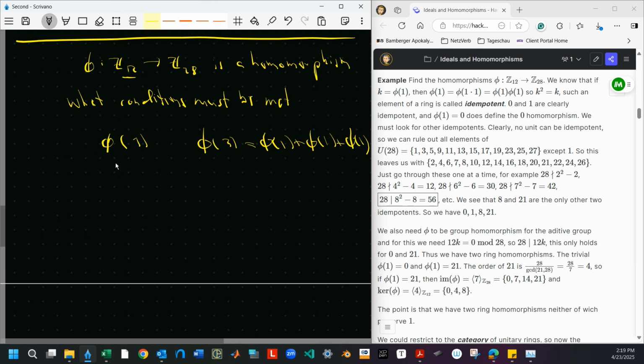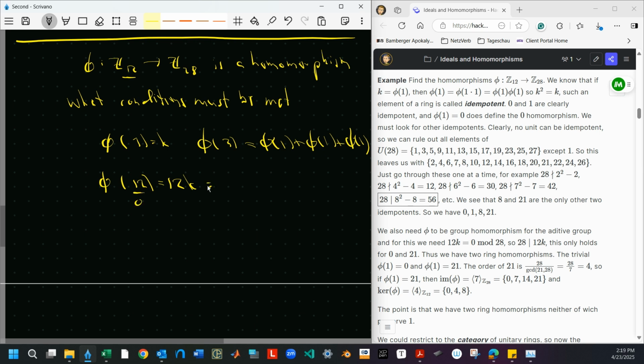So 1 is a generator. That's the point here. And what we knew, so say this is some k, right? So now this is in Z28. The property we had to have was that phi of 12, right, which is 12k. But 12 is the same as 0, right?